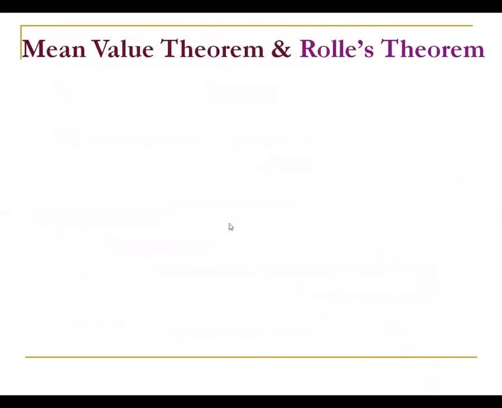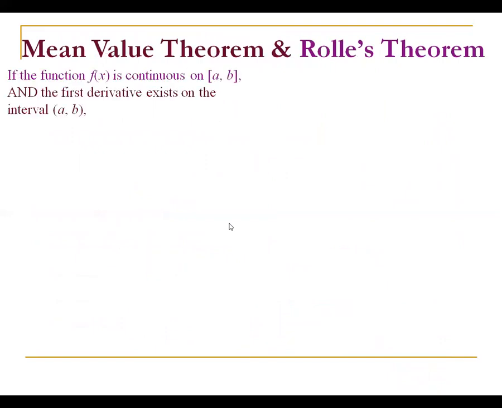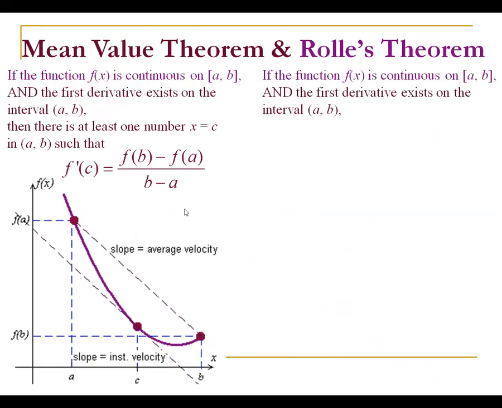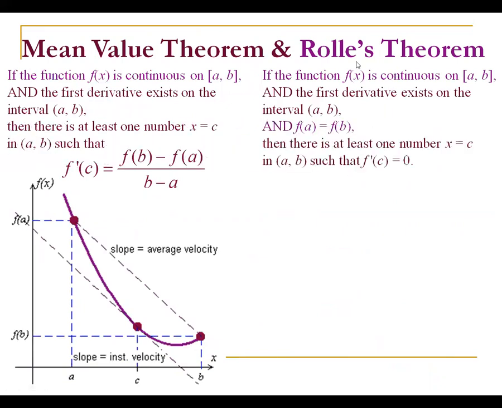Okay? All right, mean value theorem and Rolle's theorem. If a function f is continuous on a to b and the first derivative exists, then the slope of the tangent line is equal to the slope of the secant line for some number on that interval. Rolle's theorem just adds that if the endpoints are equivalent, then the derivative has to equal 0 for one number in between.